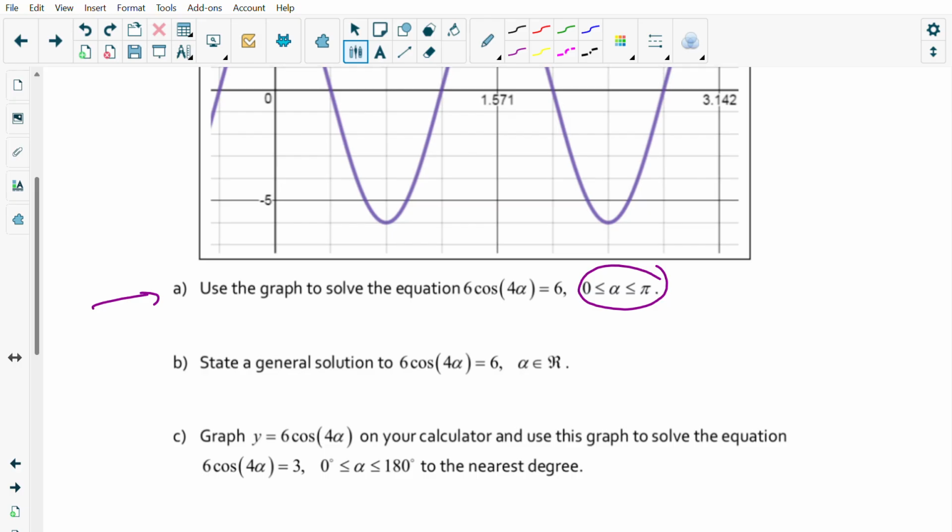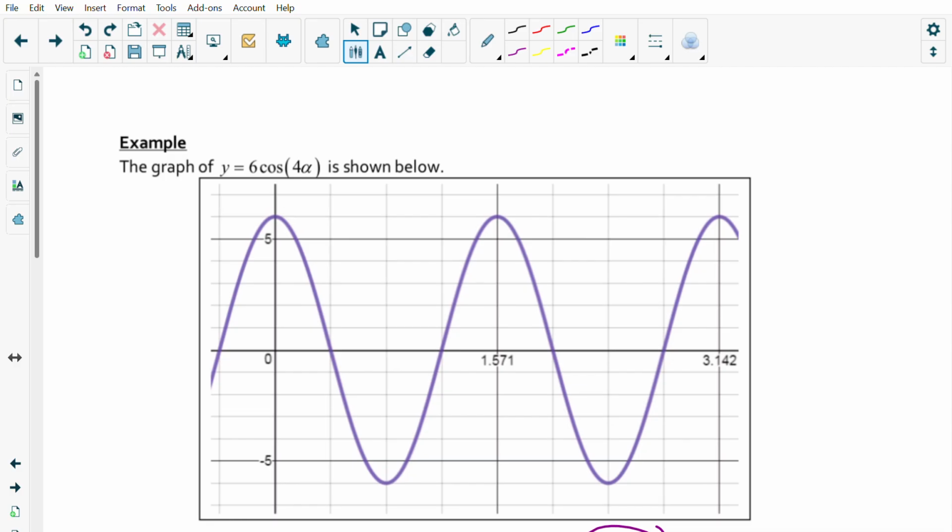Okay, so what I'll do is y equals 6. So I'm going to look at it like this. If I graph this on my graphing calculator, my y1 value would be 6 cosine of 4 alpha, and my y2 would be 6. So if I graph 6 up here, here's y2 equals 6. So I'm going to have what?